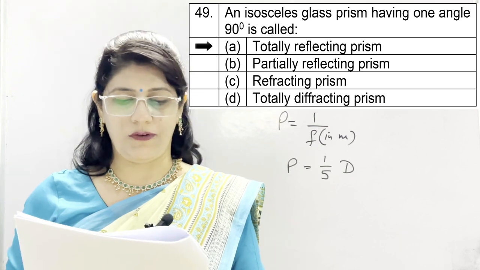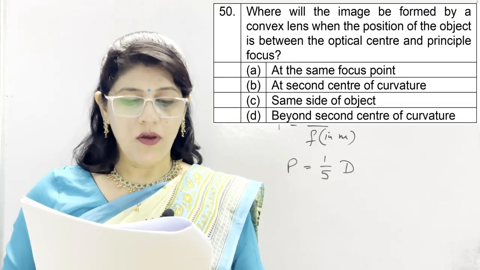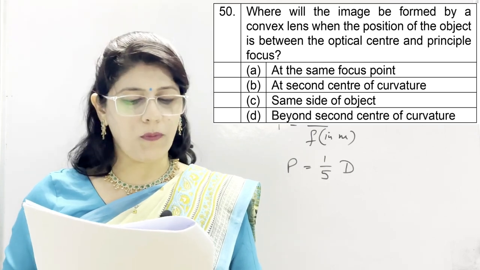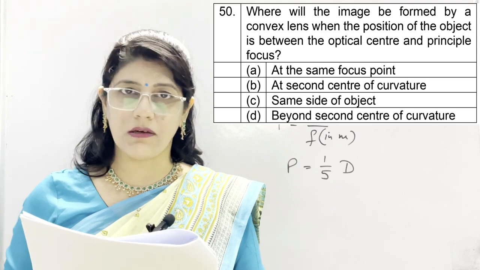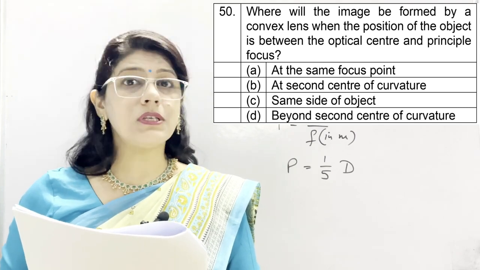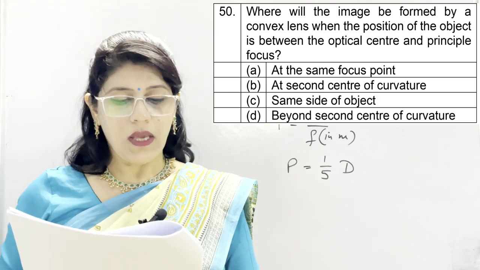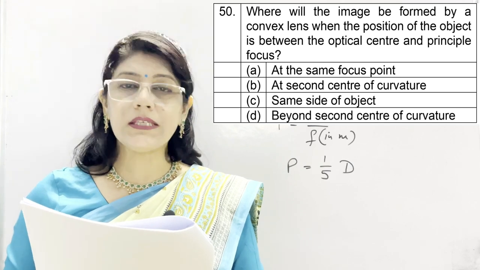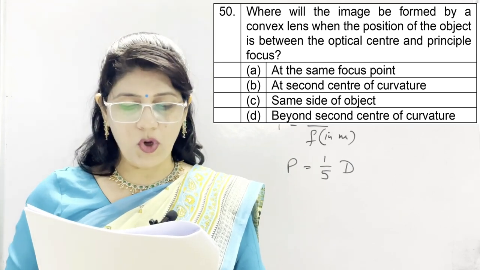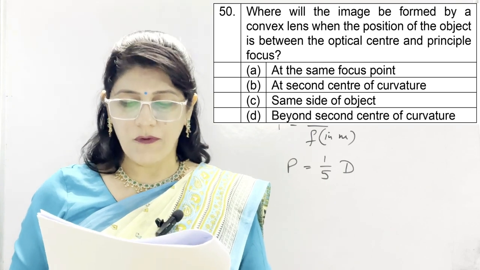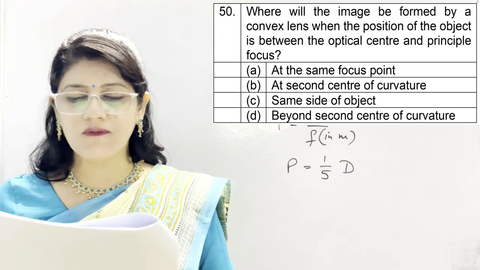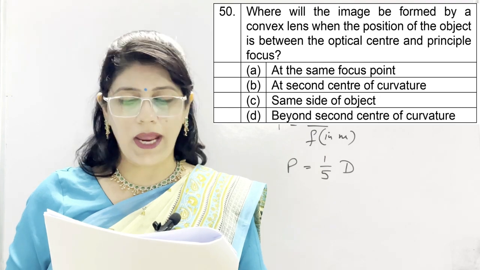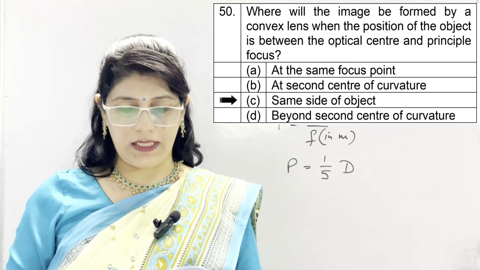In question number 50, where will the image be formed by a convex lens when the position of the object is in between optical center and principal focus? We know this is the last case of a convex lens. Option A is at the same focus point, B at second center of curvature, C is same side of the object, and D is beyond second center of curvature. We know this is the last case and the image is formed on the same side of the object, and the nature of the image is virtual, erect and enlarged. So option number C is correct.